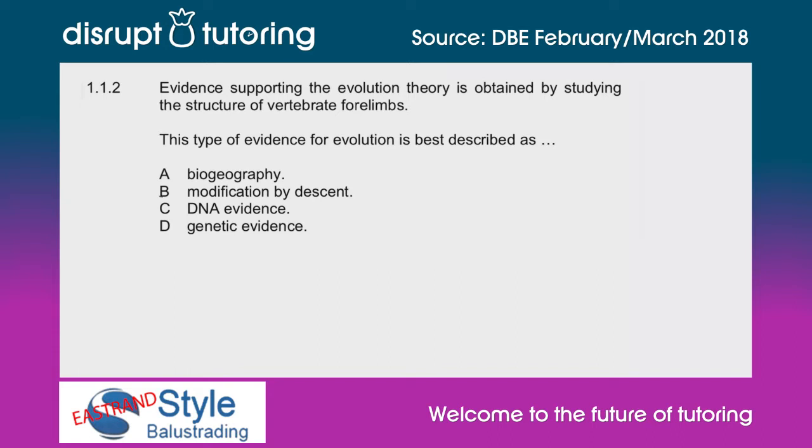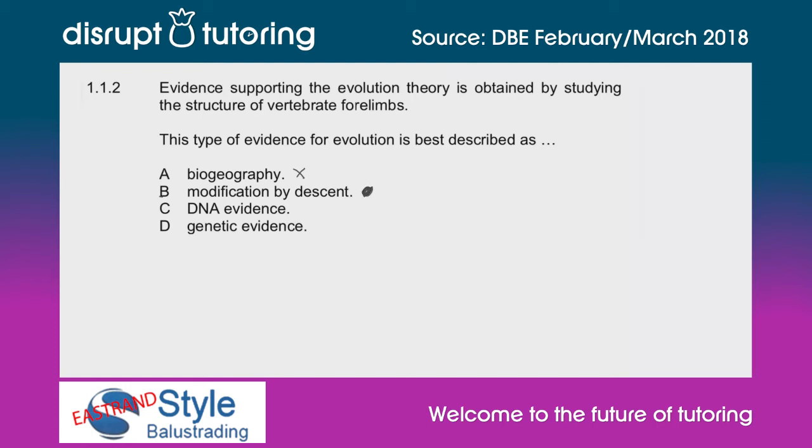Let's get an understanding of what each of these terms mean. So biogeography refers to the distribution of species and ecosystems in terms of geographical space and geological time. So based on that, we can say it's not A. B, modification by descent. That refers to offspring who inherit traits from their parents. So if we think about vertebrates as a whole, for the forelimbs, they have very similar structure, same types of bones, but they're all modified in a slightly different way. So that could definitely be the option. So we'll just put a mark there.